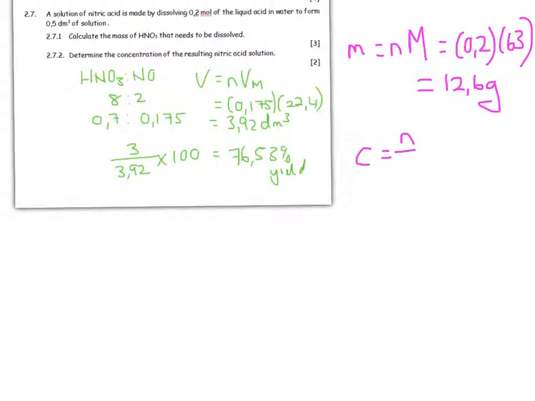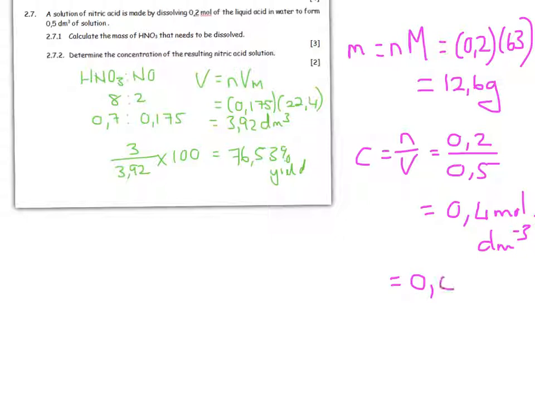Determine the concentration of that solution. Concentration is number of moles divided by volume. 0,2 they give me, 0,5 they give me, and it's 0,4 moles per cubic decimeter. Or if you wanted, 0,4 capital M, which is molar.